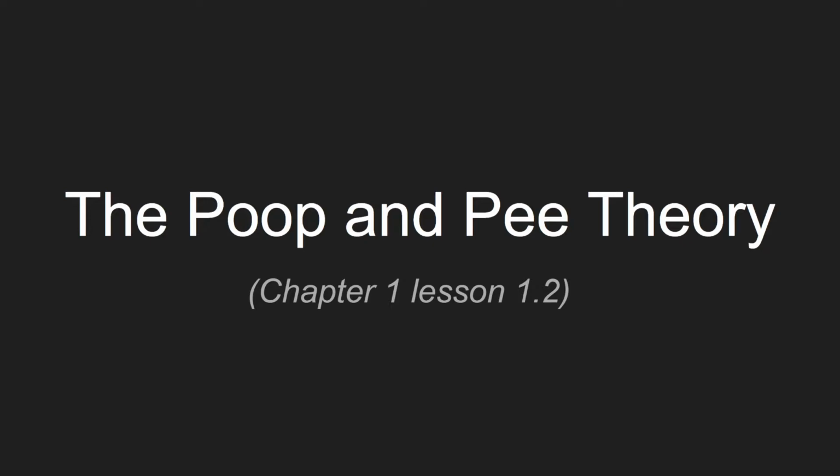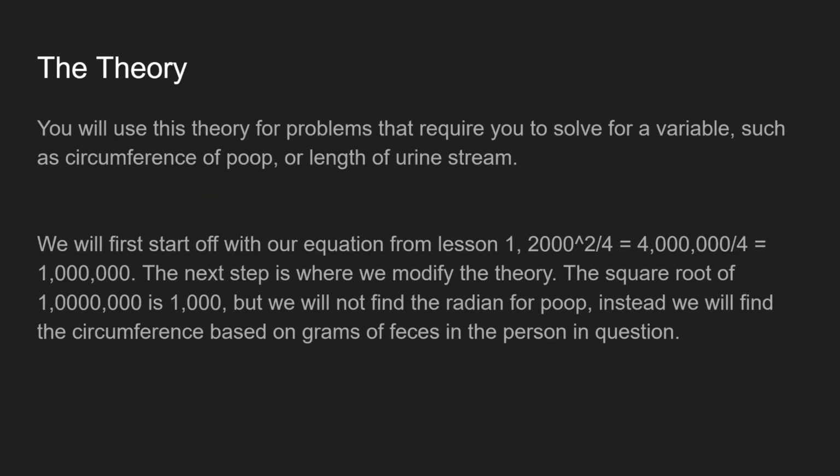Anyways, in today's lesson we'll be reviewing how to calculate poop and pee with variables. You will use this theory for problems that require you to solve for a variable, such as the circumference or the length of the urine stream. One thing that this presentation doesn't mention is that diameter. Diameter is going to be very important in calculating everything that I'm talking about here.